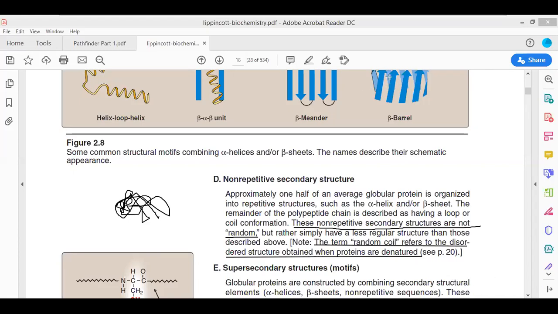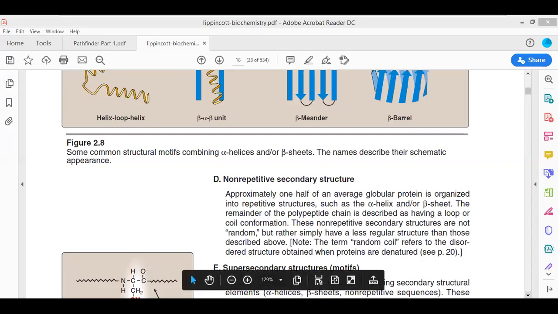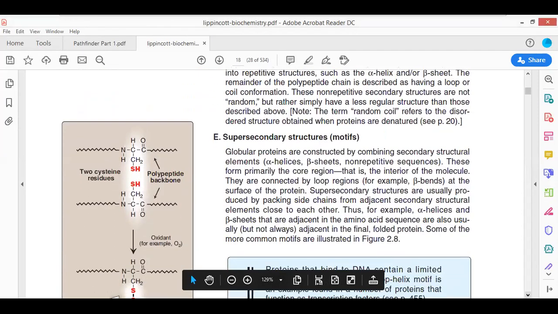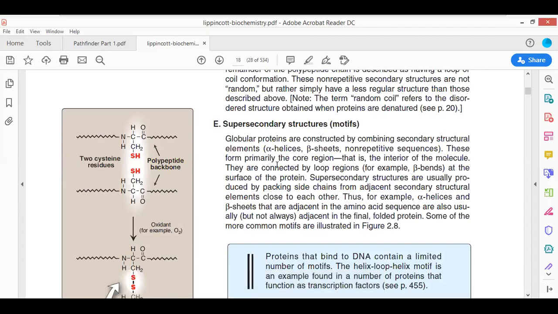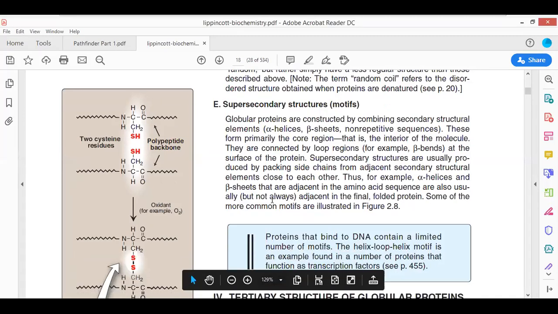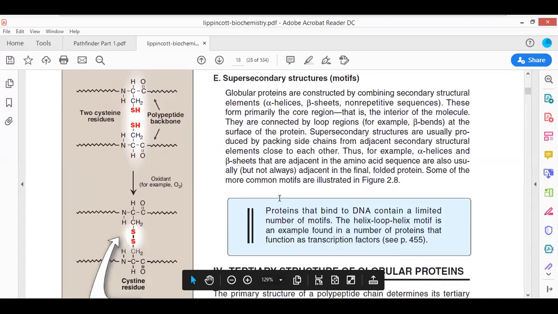Now here we can look at some more information about motifs. Let us look at the super secondary structure. There are proteins formed by the combination of alpha helix and beta pleated sheet structures, and those are referred to as motifs. They are connected by loop regions, beta bends. For example, alpha helices and beta sheets that are adjacent in the amino acid sequence are also usually adjacent in the final folded proteins.